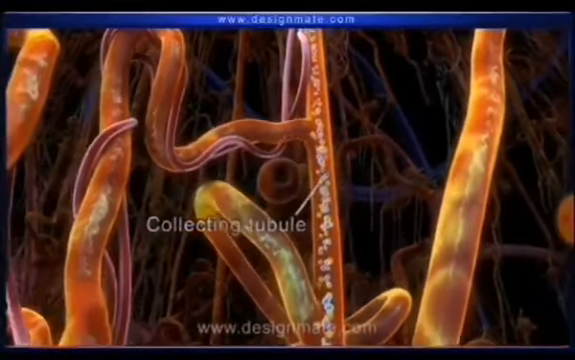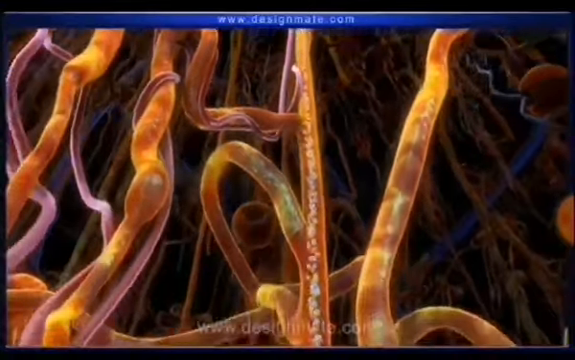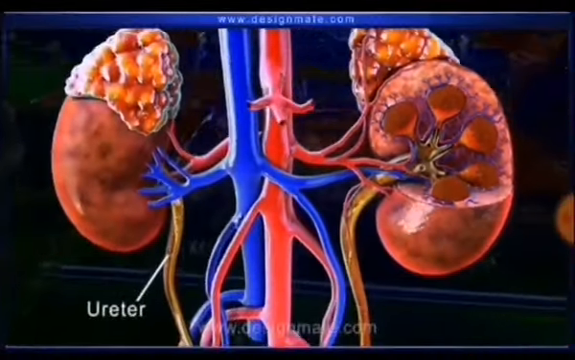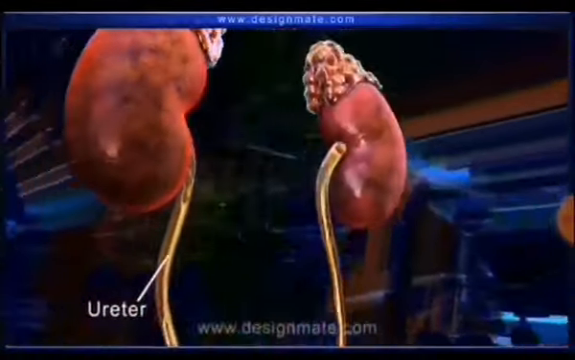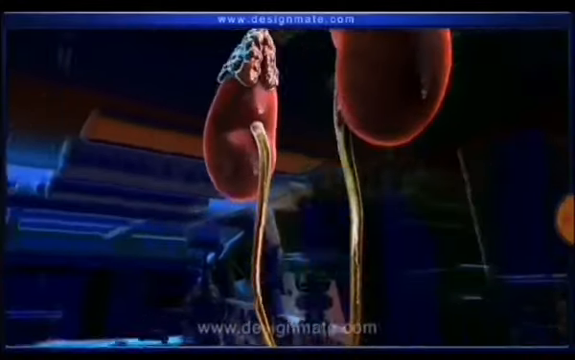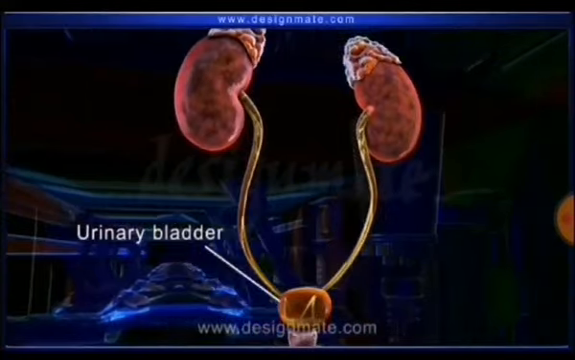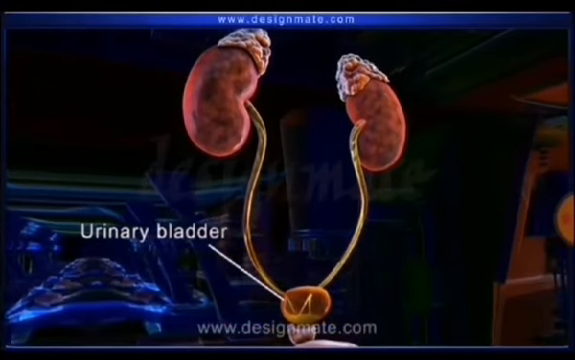It moves into collecting ducts. Many collecting ducts open into renal pelvis. The renal pelvis opens into ureter. The two ureters of each side open into urinary bladder. Here, urine is stored temporarily.